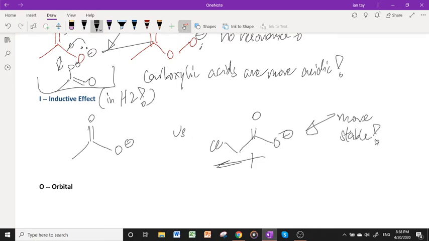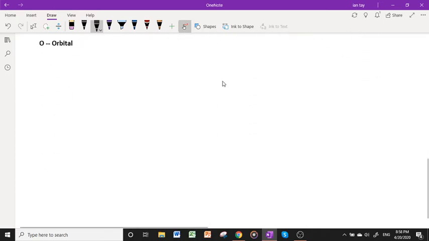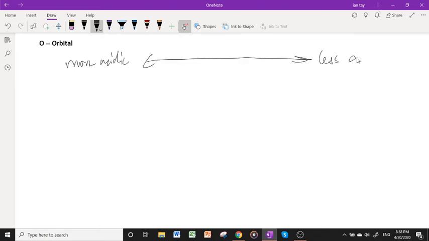The last point, which is fairly important, is orbital. Let us take a look at this phenomenon, which is that alkynes are more acidic. Okay, let me write out a sequence. So more acidic on one end and less acidic on the other end. On one end, alkynes are more acidic and alkanes are the least acidic. The reason behind this, which is basically this if you don't remember, and alkenes is somewhere in the middle.